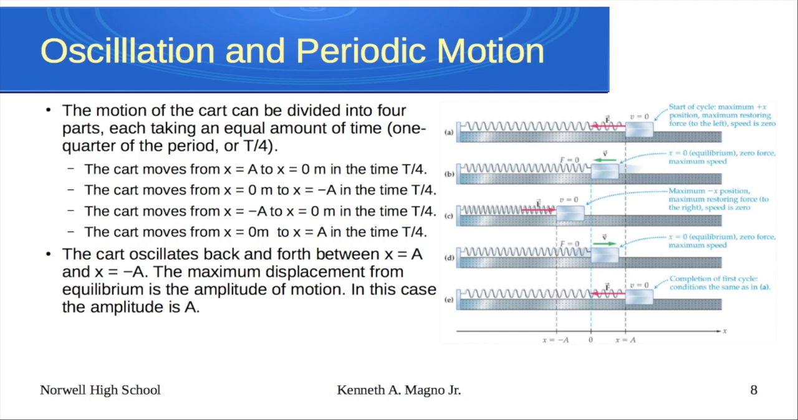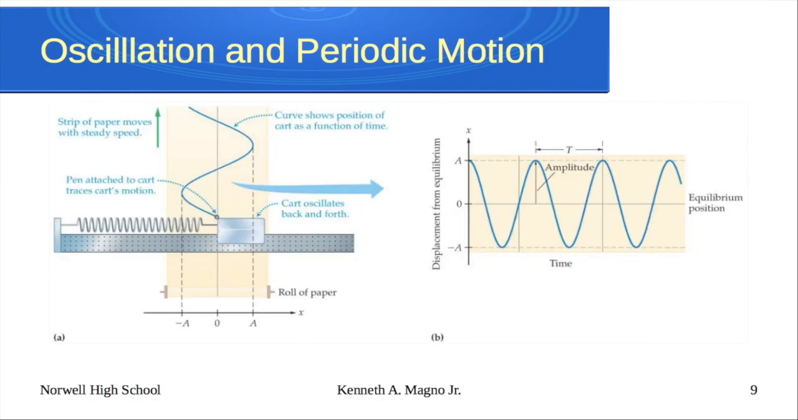Negative A back to 0 would be another quarter, and then from 0 to A would be another quarter of the period. So that's the full oscillation cycle that it's doing, going from A to negative A, then back to A. Now we can plot this.